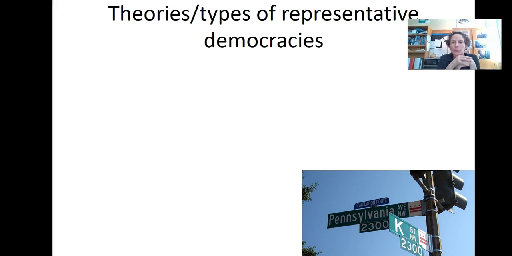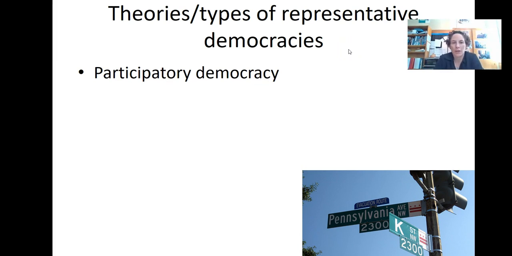Okay, so when we think about interest groups in our country and how they work, there's a few theories for how interest groups work. Sometimes people talk about this as different types of representative democracy. I prefer theory because I think there's a debate to be had. So the question is, how do interest groups function in our democracy, in our representative democracy?